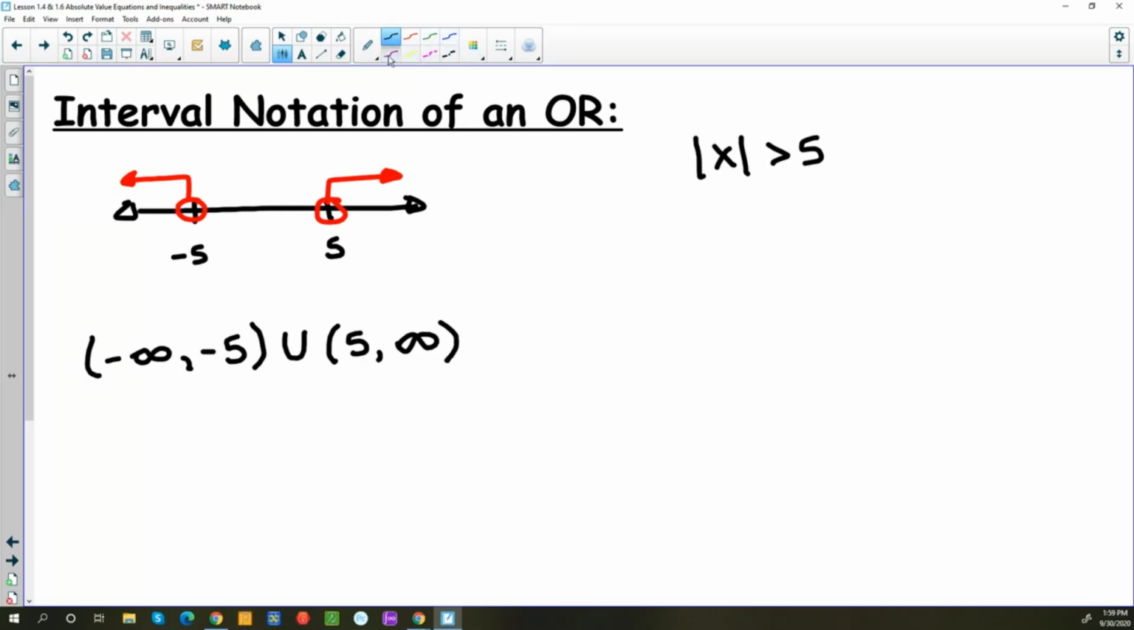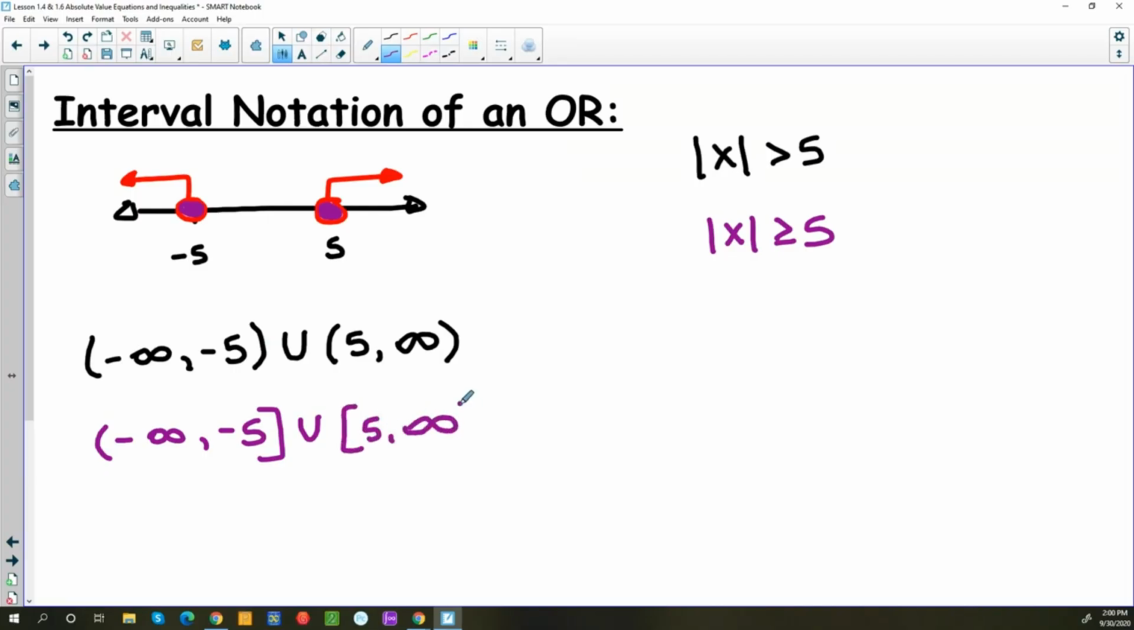If we were to have absolute value of x is greater than or equal to 5, like I said before, we'd have these filled in. That would be the only difference on the number line. And then the difference with the interval notation would be very similar, except for instead of parentheses, we would use brackets. So your open circles are parentheses, your closed circles are brackets.